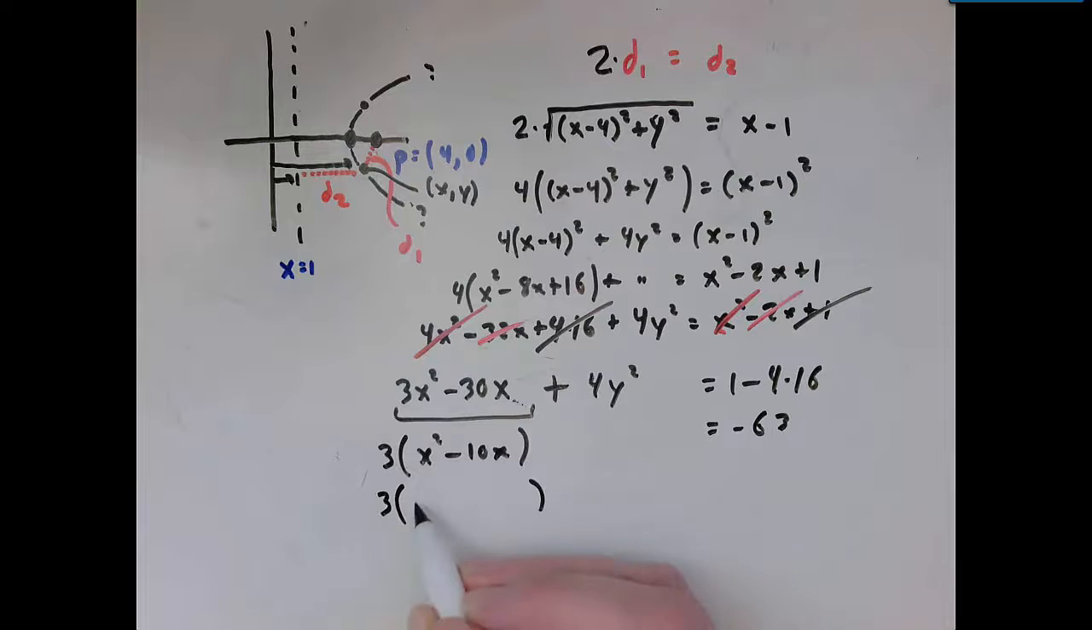So here on the inside, I've got x minus 5 squared. And so let's think about this. If we're going to expand this, we've got the x squared. We've got the minus 10x. But this is going to introduce an extra plus 25 in that last term. So we've got to subtract 25 in order to compensate.